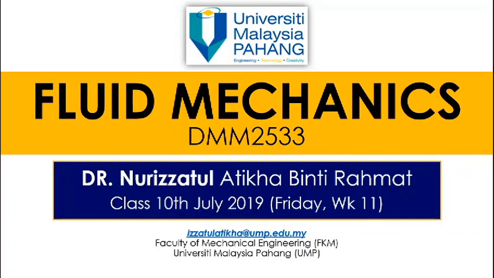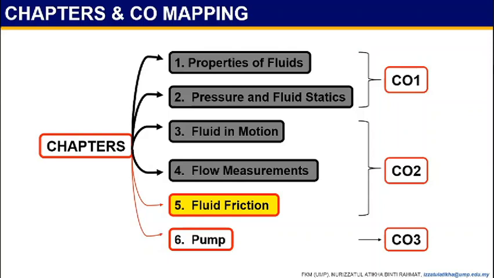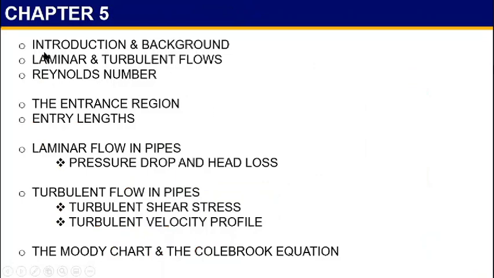So, in this video, I will continue my lesson on fluid mechanics DMM 2533 for our next chapter, which falls under CO2, course outcome 2, which is fluid friction, chapter 5. In the fluid friction chapter, we will learn some introduction and basic background on flows, and then we will learn about laminar and turbulent flows in more detail, including the calculation of the Reynolds number. And then we will look at the entrance region and entry lengths.